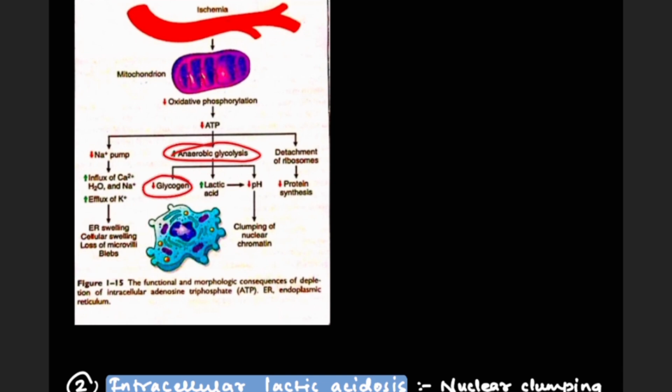In this condition there will be decrease in glycogen, which will lead to increase in lactic acid, which will decrease pH, and the cytoplasm will become acidic, which will lead to clumping of nuclear chromatin. Then third is detachment of ribosome, which will lead to decreased protein synthesis. So this was all about how ATP will decrease.